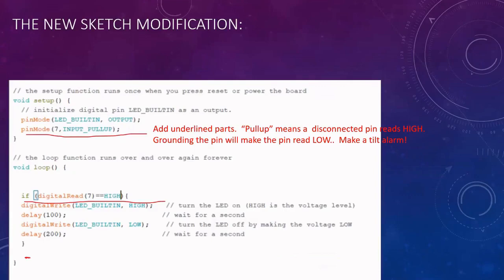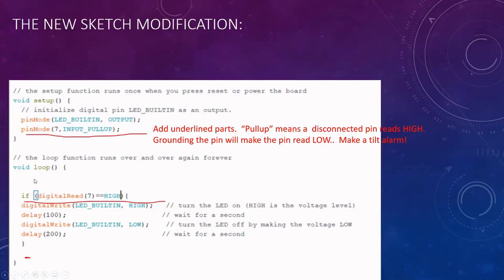What I did was I went to the blink sketch, I went to save as and saved it as blink 2 so that I could mess with it. And you should do the same. And I added 2 lines of code. First one was this underlined bit right here, where I just said pin mode for pin 7 is going to be an input pull-up. And I just explained what that was.